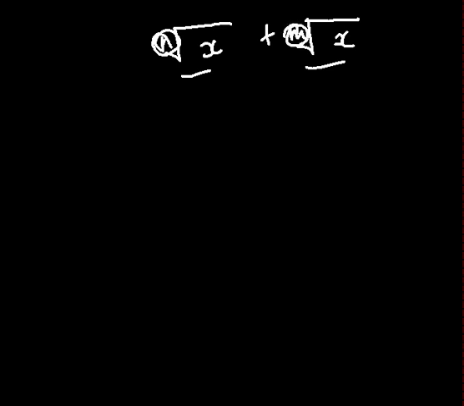And let's say we have the nth root of x plus the mth root of x. Now these terms are unlike terms because they have roots with different indices. Here we have the nth root and this is the mth root, so they are different despite having the same terms inside, so they are said to be unlike terms.